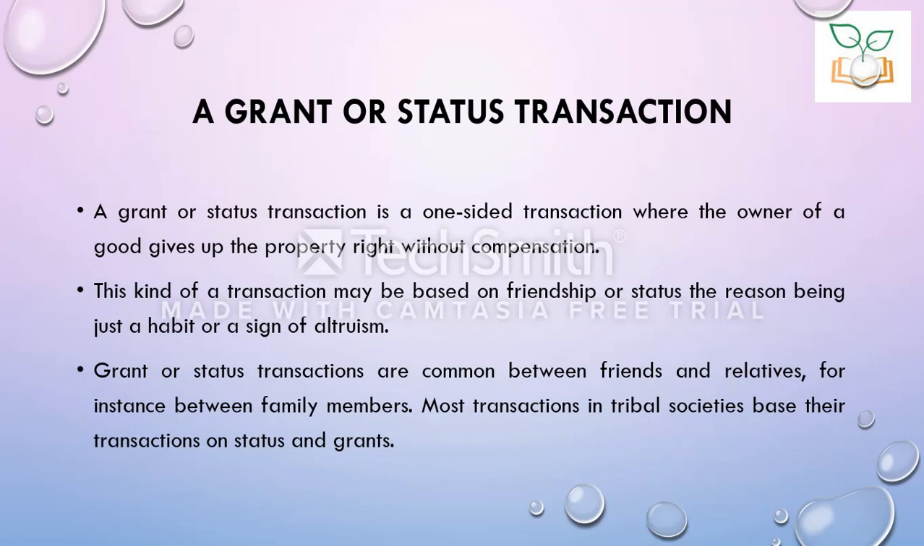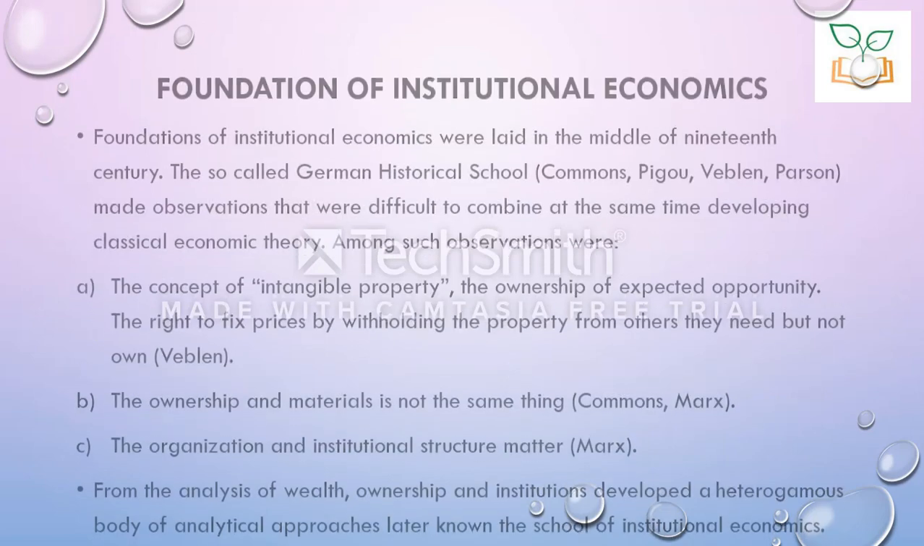The last type of transaction is the grant or status transaction. It is a one-sided transaction where the owner of the good gives up the property right without any compensation. This kind of transaction may be based on friendship or status, the reason being just a habit or a sign of altruism. Grant or status transactions are common between friends and relatives, for instance, between family members. Most transactions in tribal societies are based on status and grants.